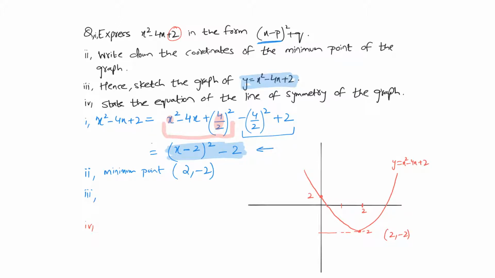In the next part, they are saying state the equation of the line of symmetry. So the line of symmetry is a vertical line that passes through the minimum point, or the turning point in this case. So this vertical line that is parallel to the y-axis will be the line of symmetry. The equation would be x equals 2.